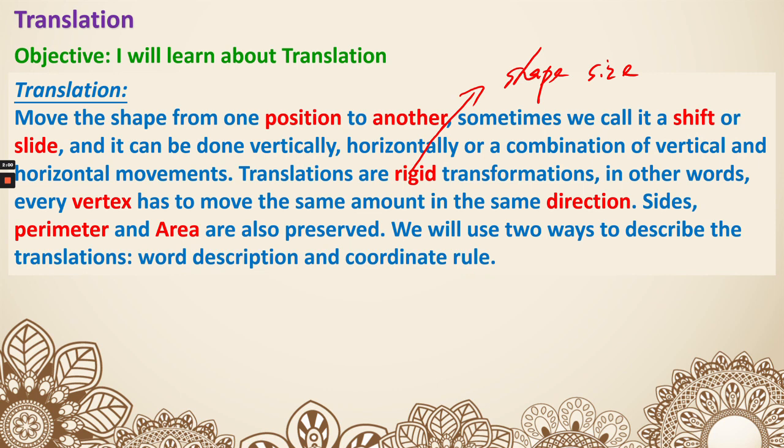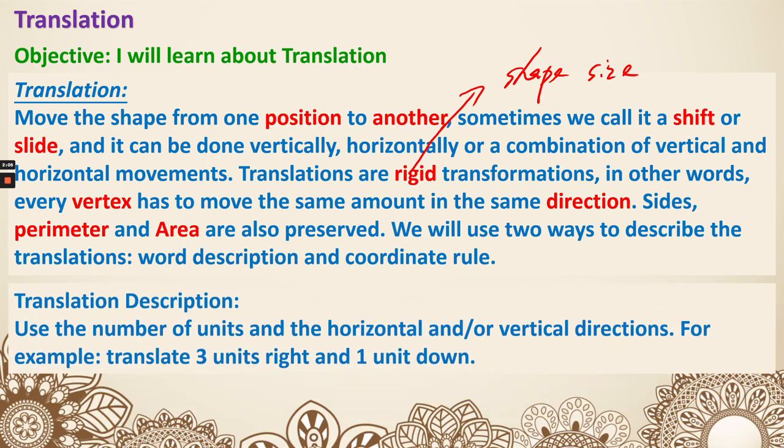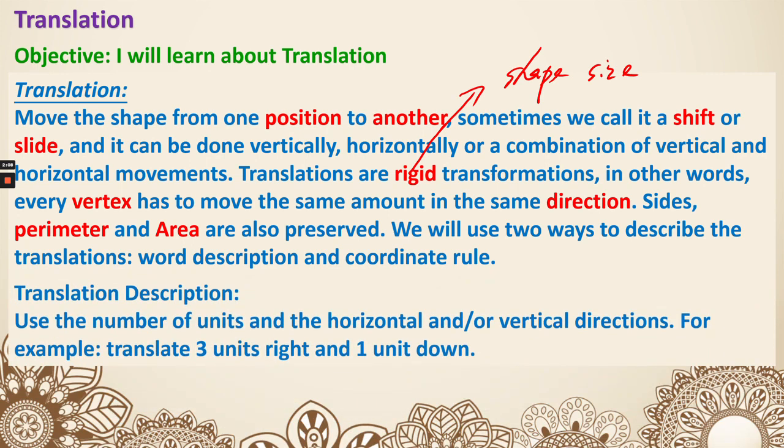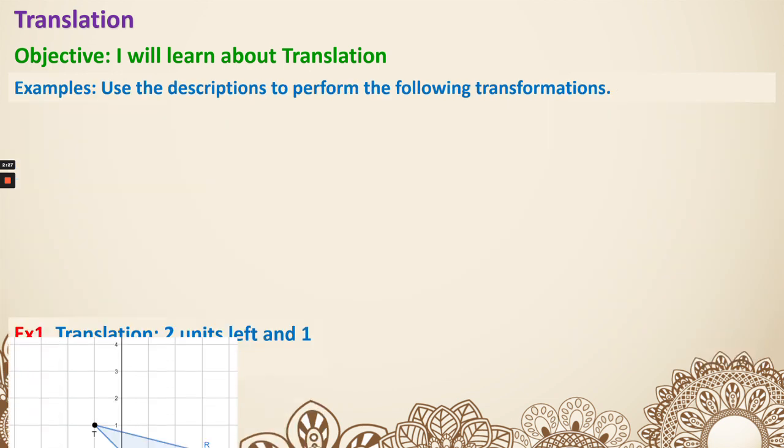We will use two different ways to describe the translations: word description and coordinate rules. First, translation description. We're going to use a number of units and the horizontal and or vertical directions. For example, translate 3 units right and 1 unit down. So that's how we describe translation. Now let's have a look at some examples.